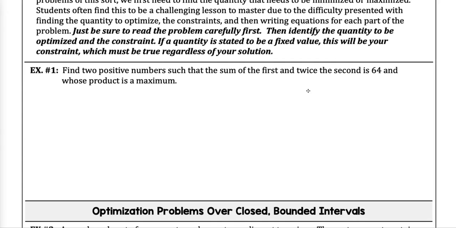Find two positive numbers, I should have started with that. Find two positive numbers such that the sum of the first and twice the second is 64 and whose product is a maximum. I have had students in the past try to brute force this by just writing down numbers until they figured it out. I wouldn't recommend it. It'd be a good way for you to basically check your answer, though.